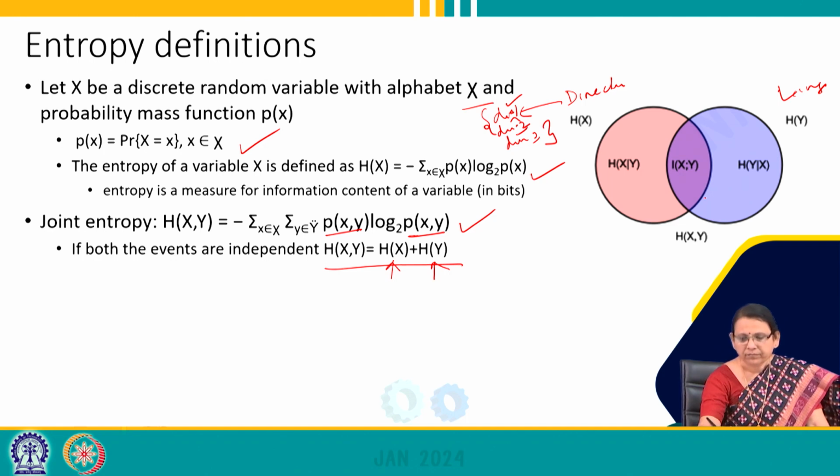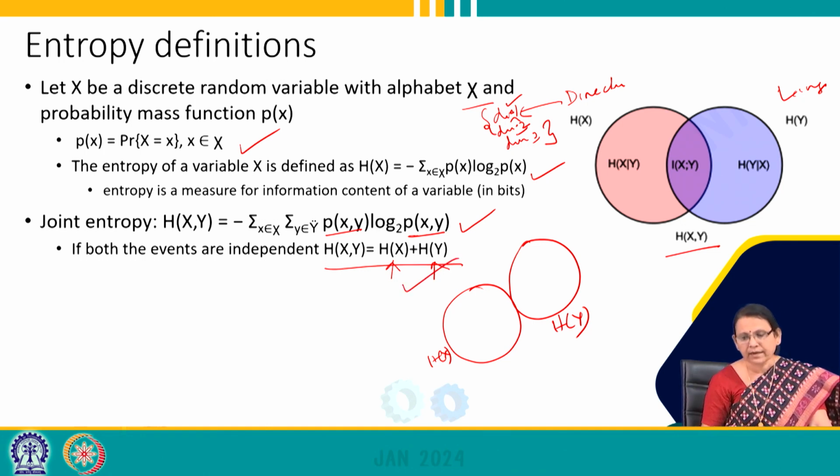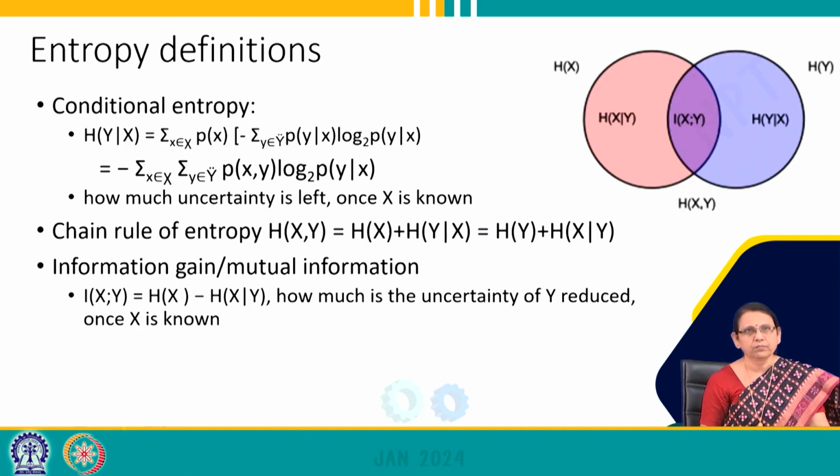Now, look at this typical Venn diagram. Let us say both of them are independent. So, this will be your H(X) and this will be your H(Y). So, there will not be any overlapping part, so it will be the sum of the two. Now, in case there is an overlapping part, it has to be subtracted once. That overlapping part is called the mutual information.